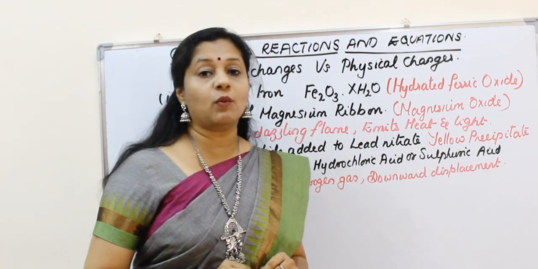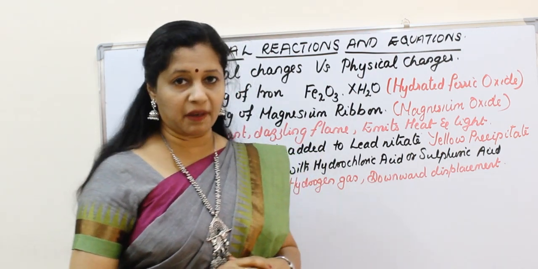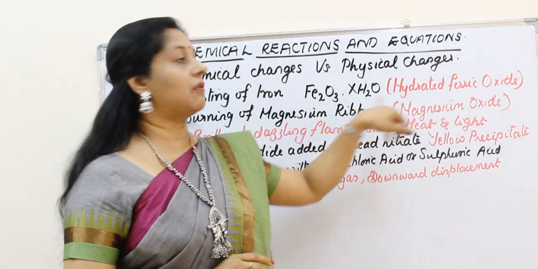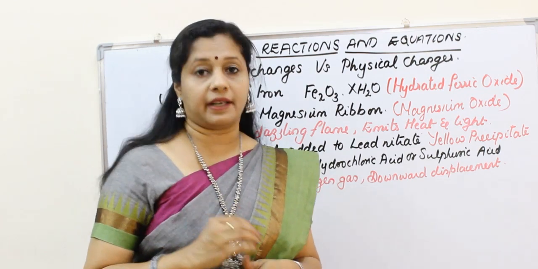If it is the higher valency, what is the name that we are giving, ferrous or ferric? Ferric. All those details we discussed in the previous video. So hydrated ferric, because a water molecule is here, so hydrated ferric oxide is the chemical formula of rust.